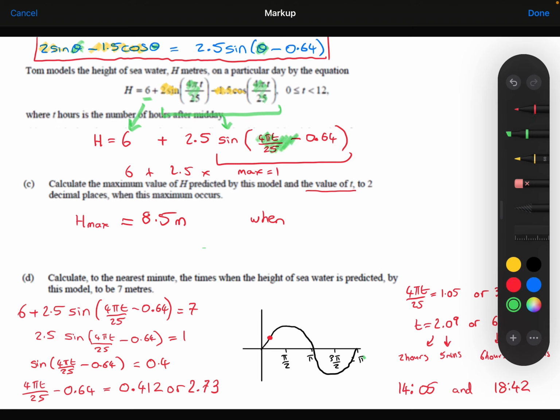So thinking about the sine graph, when do we have a maximum on the sine graph? It's when the angle is pi over 2. So if that 4 pi t over 25 minus 0.64 equals pi over 2, we have a maximum. I'm then going to add the 0.64 to the pi over 2. That's going to be 2.21.